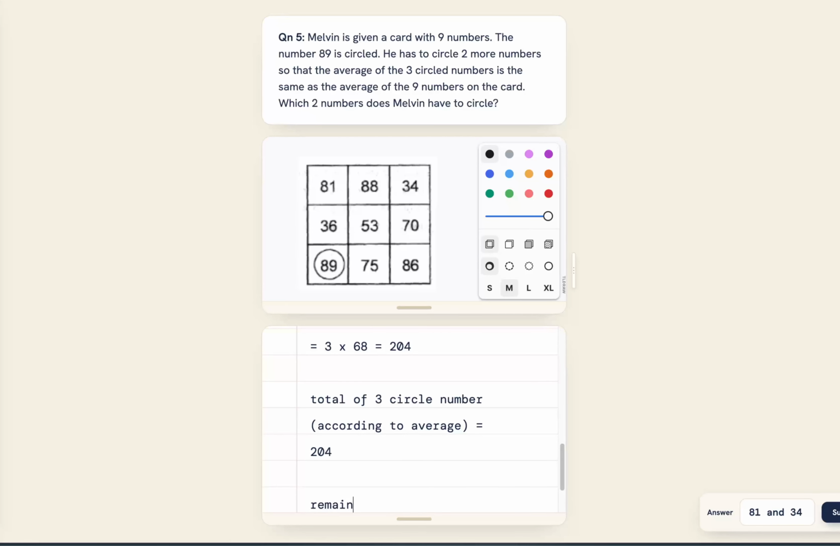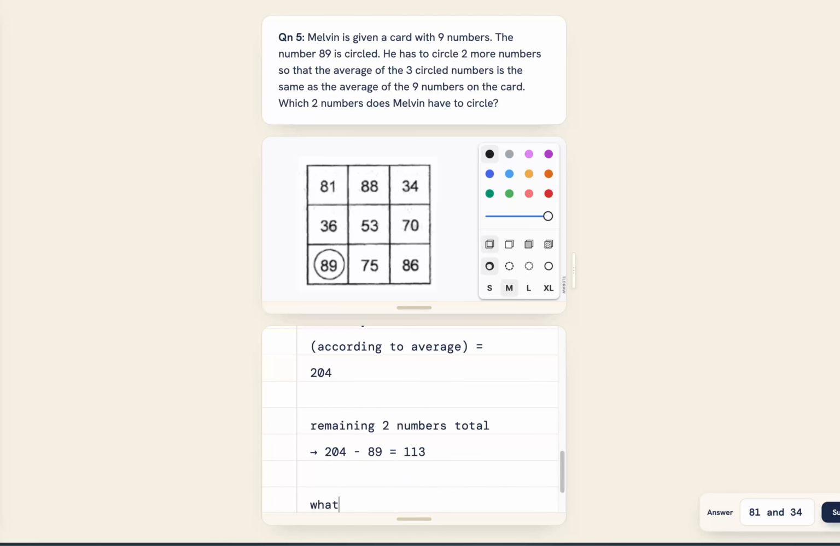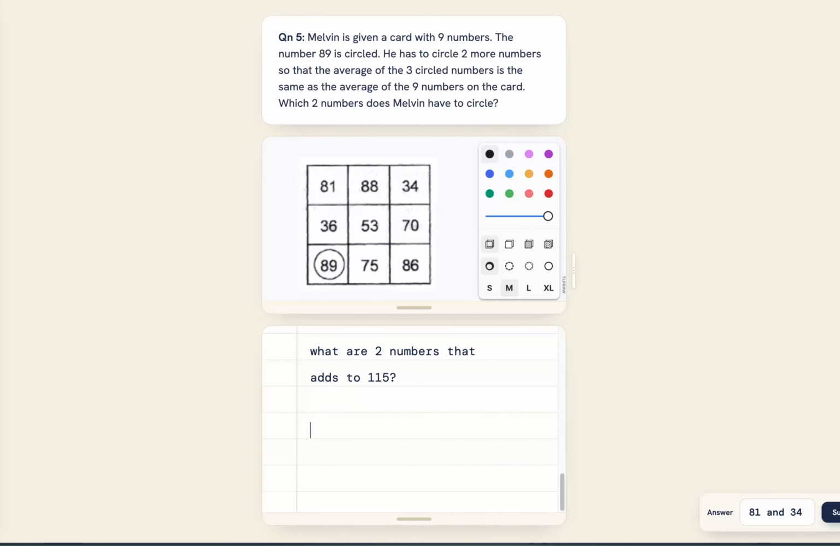So the total of the remaining 2 numbers will be equal to 204 minus 89, and this will be equal to 115. Sorry, not 113, 115. So what are 2 numbers that add to 115? That means 81 plus 34 goes to 115. So the 2 numbers are 81 and 34.